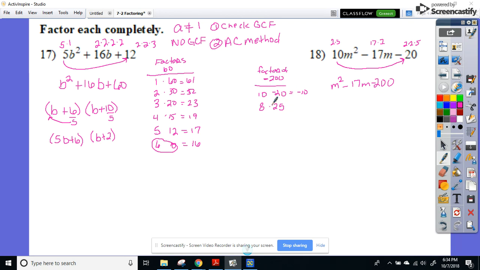I need this one to be negative. So what happens if I combine together a positive 8 and a negative 25? That means I get exactly what I need, a negative 17.